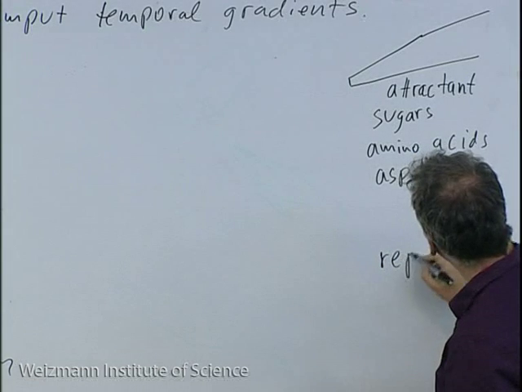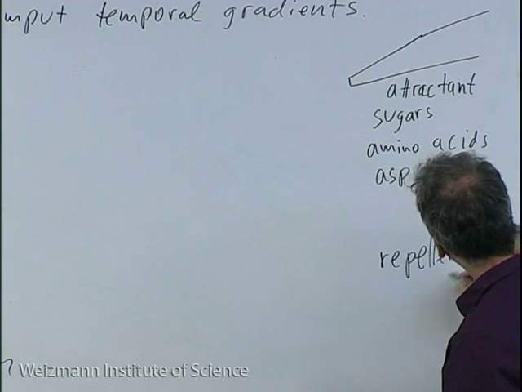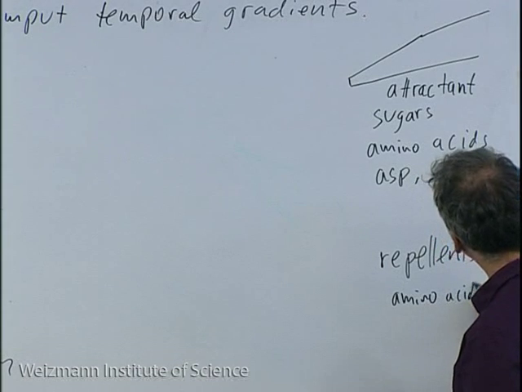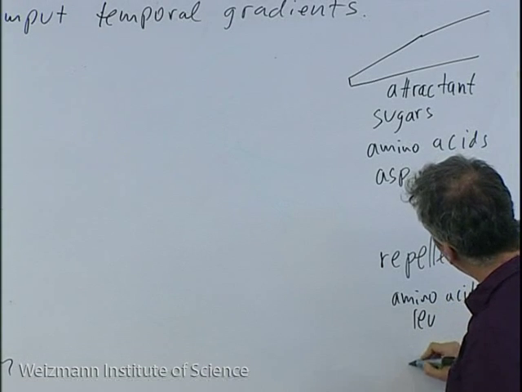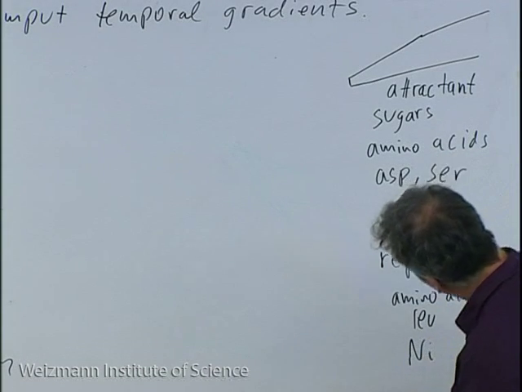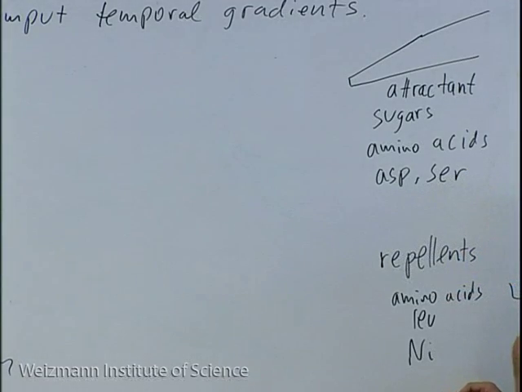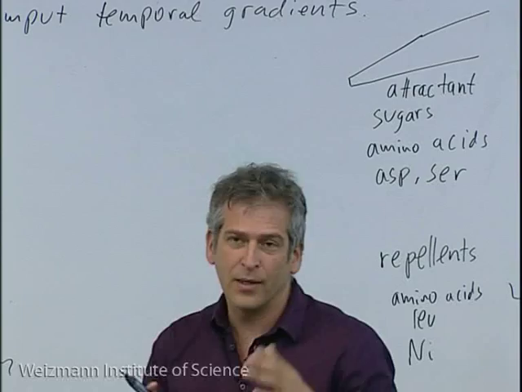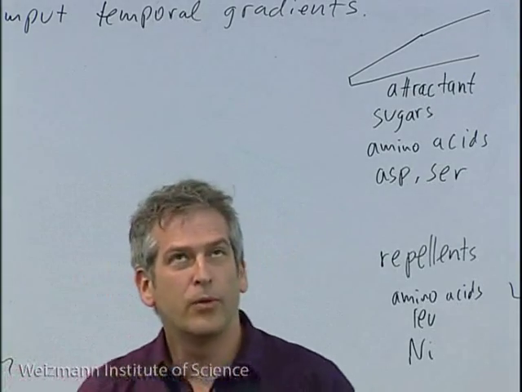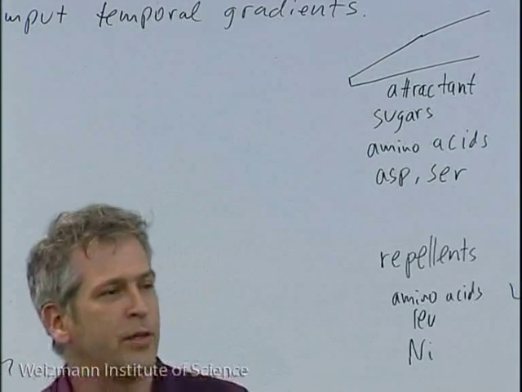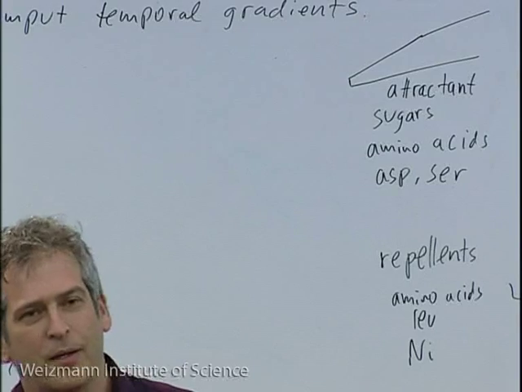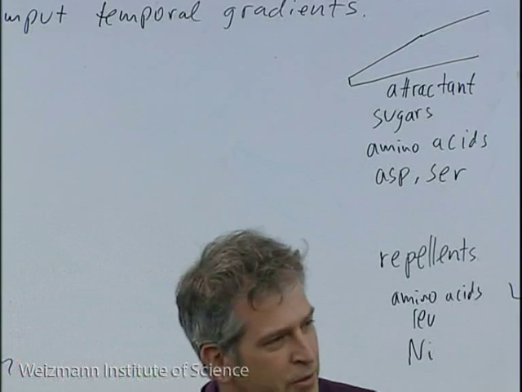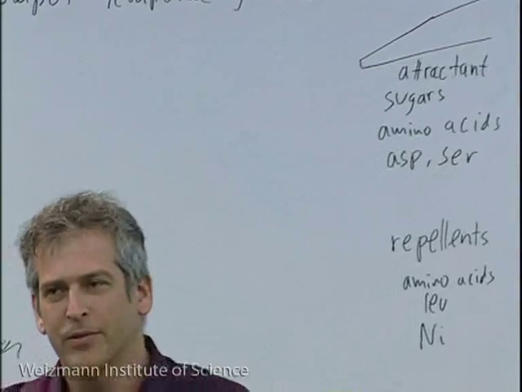Some examples for repellents are other amino acids like leucine or metal ions. Also, E. coli, by the way, does thermotaxis. It runs away from high and low temperatures and goes to the temperature where it grew up. So if it was raised in a flask at 37 degrees, it goes to 37 degrees.